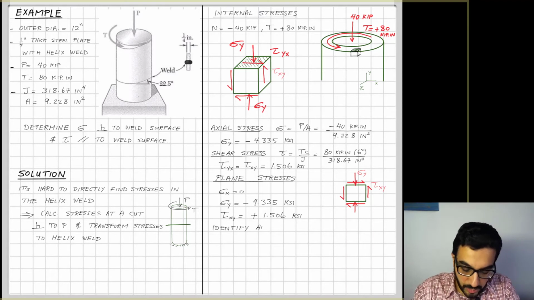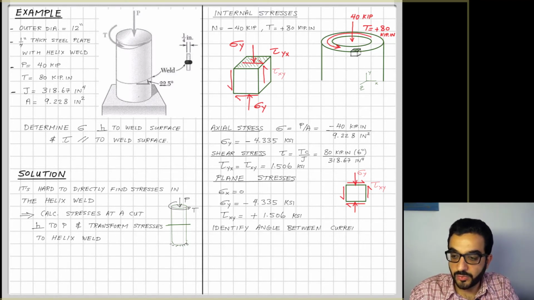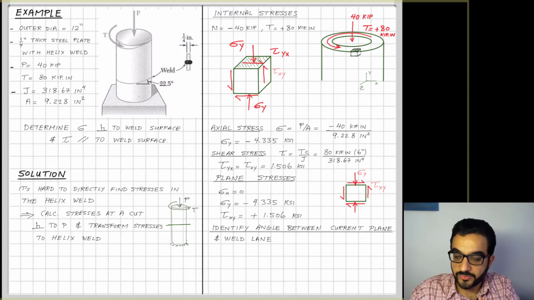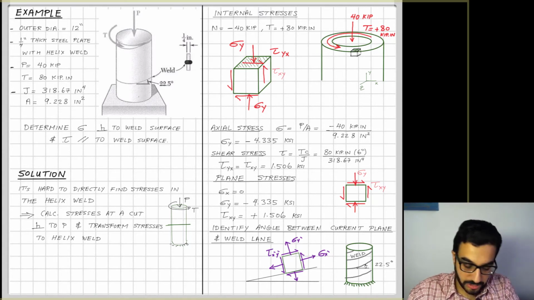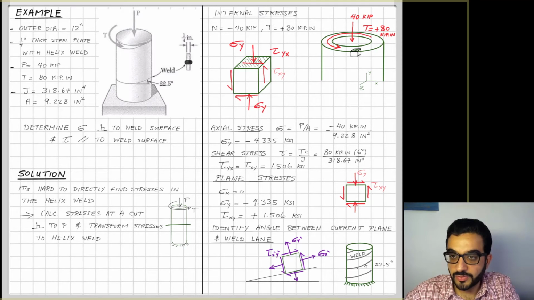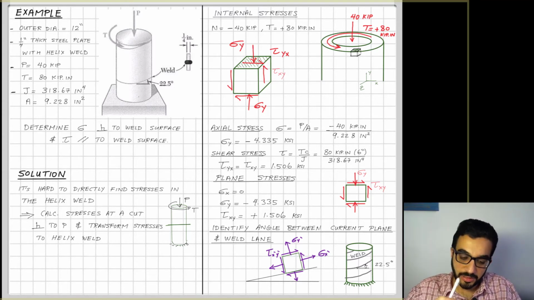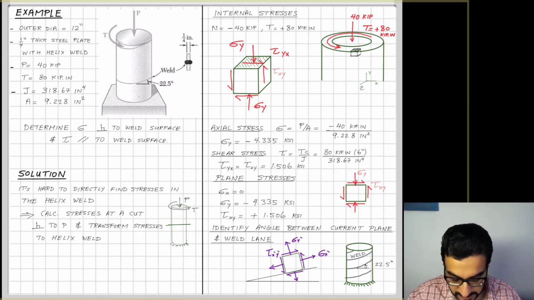Now that I have these stresses, I will be able to transform them following the weld angle of 22.5 degrees, and that will give me a different set of stresses, the transformed ones: sigma x prime, sigma y prime, and tau x prime y prime. Sigma y prime is the stress normal or perpendicular to the weld, and then I have the shear stress tau x prime y prime. The weld itself is subject to axial load along the line of the weld, and that's sigma x prime.